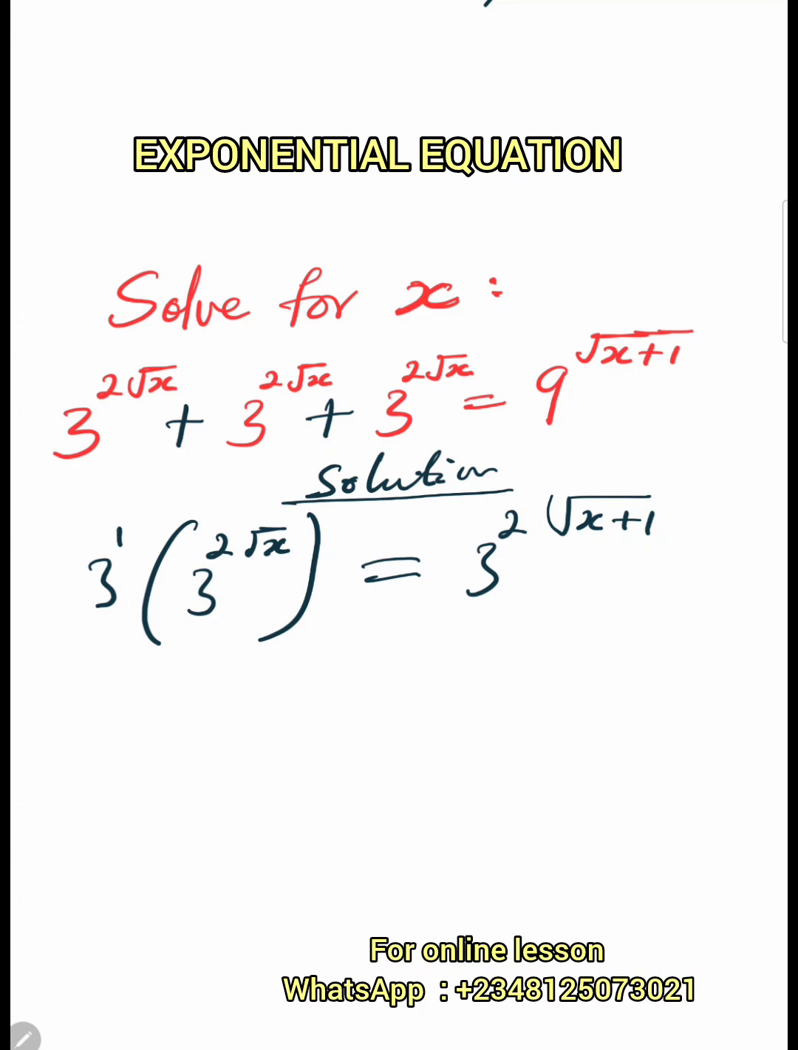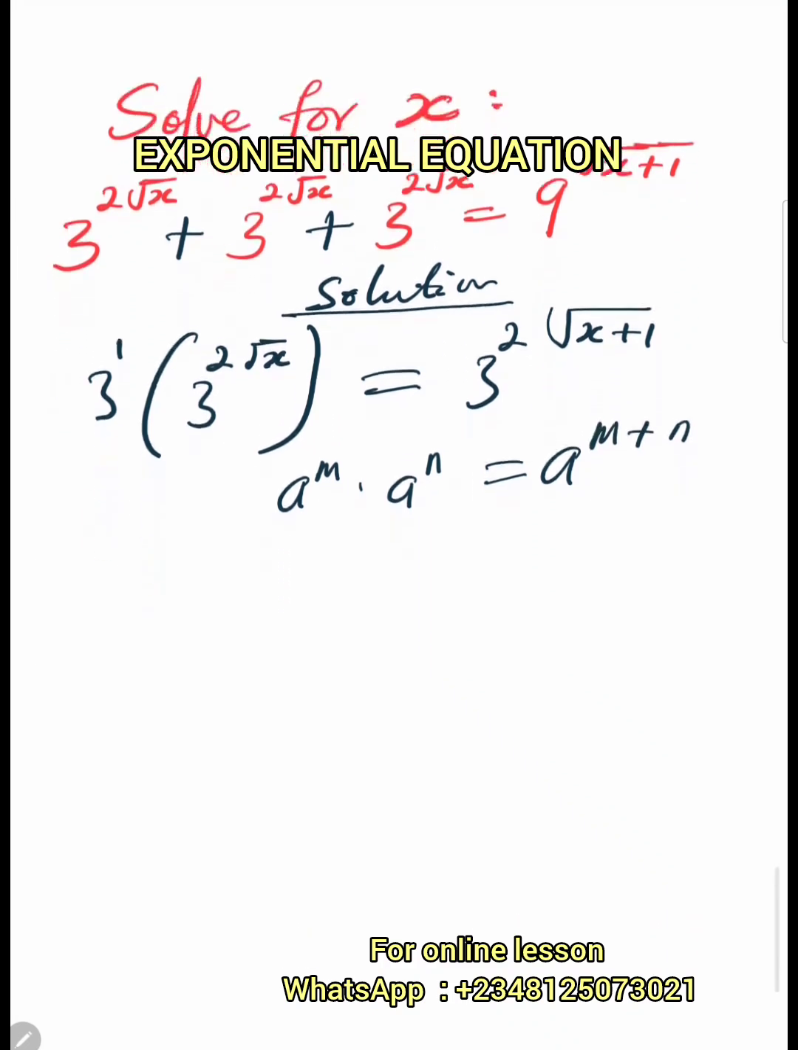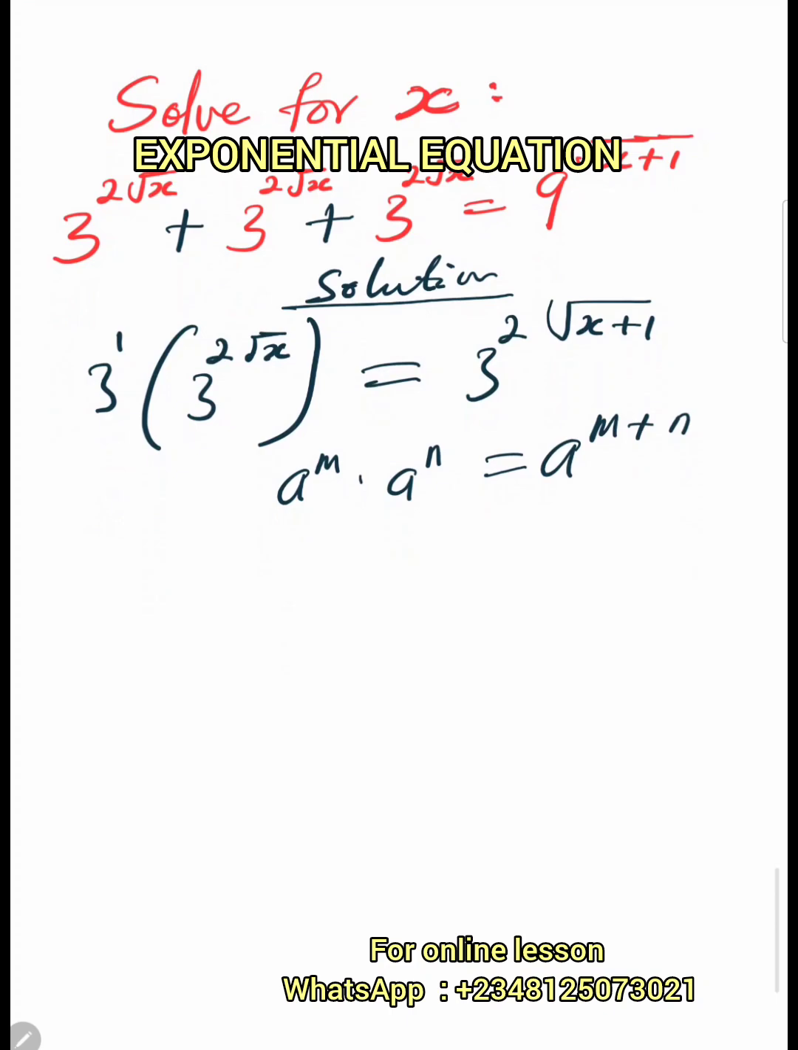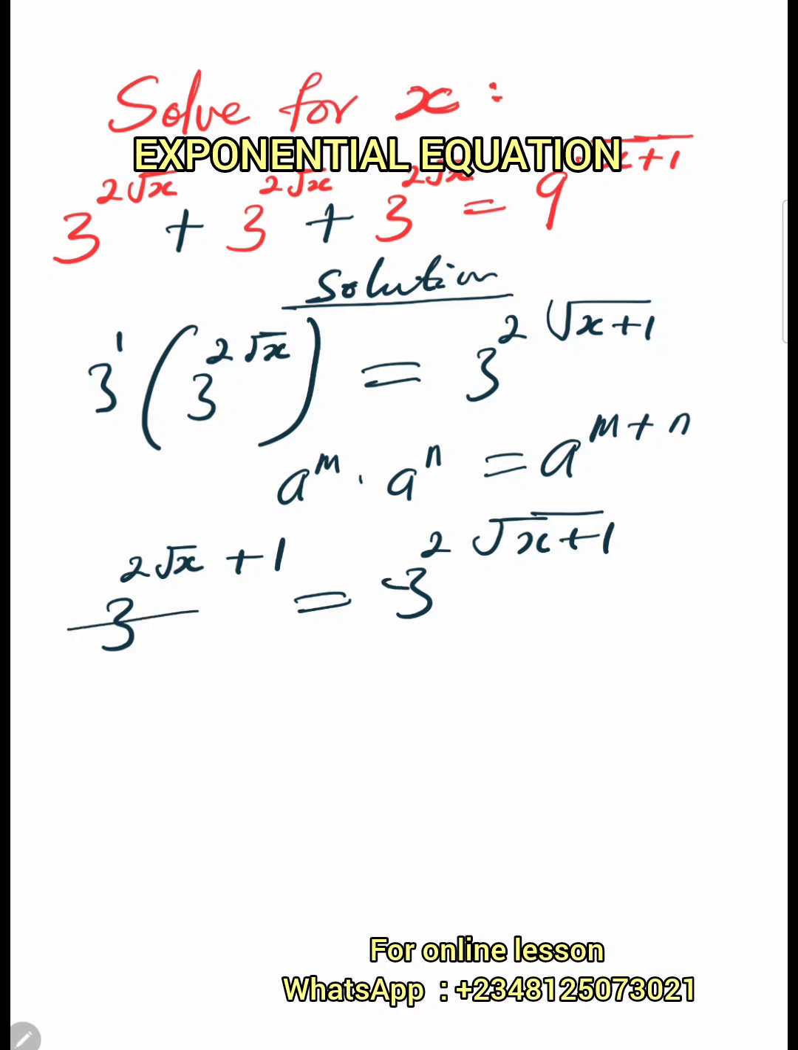Now do not forget this law of indices. If I have a raised to the power n multiplying a raised to the power n, I'm going to have a raised to the power n plus n. So remember this law. We're going to apply it to the left hand side: 3 raised to the power 2 root x, now we add the power, which is 1, then equal to 3 raised to the power 2 root x plus 1.